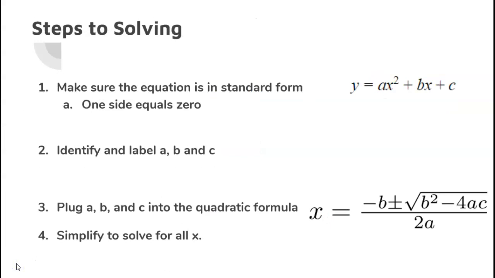So what are our steps to solving with the quadratic formula? The first thing we need to do is make sure that our equation is in standard form, and what that means is one side is going to be equal to 0. So we can set this as ax squared plus bx plus c is equal to 0. Then we identify and label our a, b, and c. So we're looking for what a is, what our b is, and what our c is. Then we plug in our a, b, and c into the quadratic formula, and we simplify to solve for all of our x.